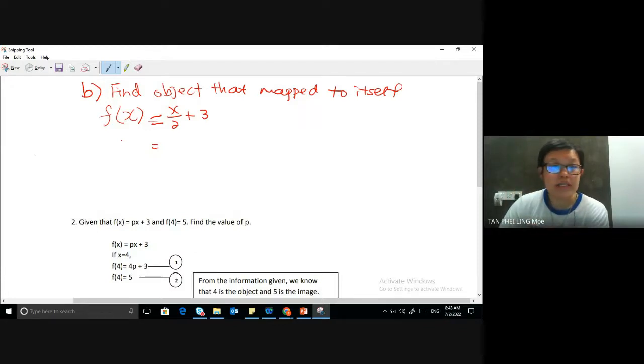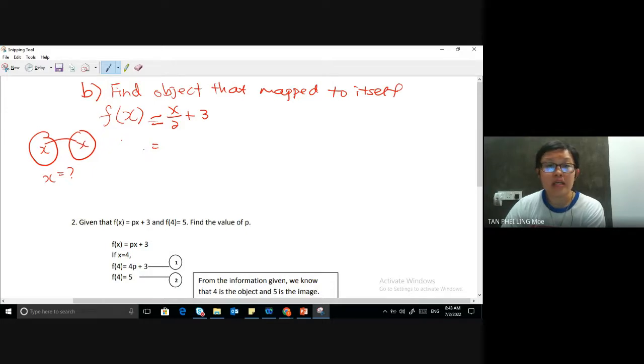Here, map to itself means that if you have 1, it maps to 1. 2 maps to 2, things like that. So you want to find the object that maps to itself, which means you want to find which x is mapped to x. So you want to find what x is. Is it okay? Now, when you want to find an object that maps to itself, what do you usually do?